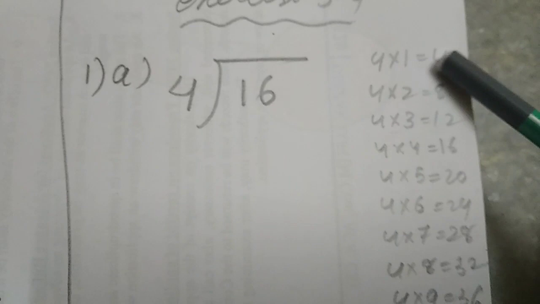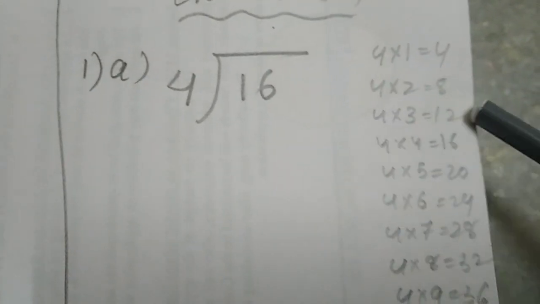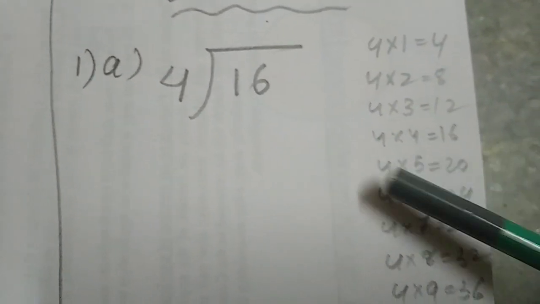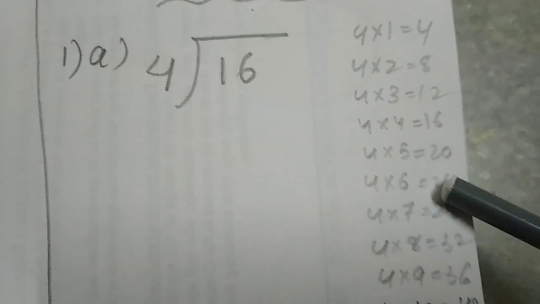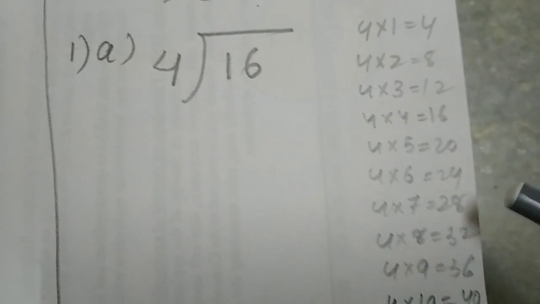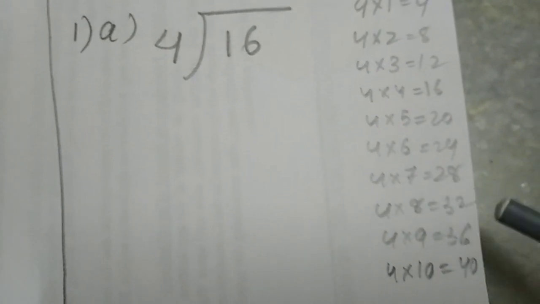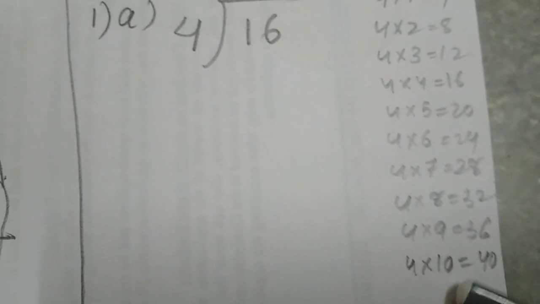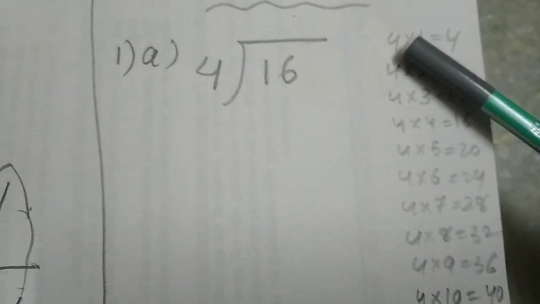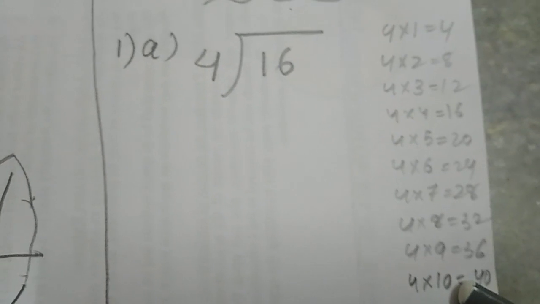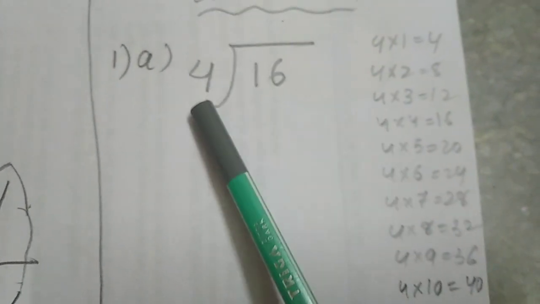Okay, 4 ones are 4, 4 twos are 8, 4 threes are 12, 4 fours are 16, 4 fives are 20, 4 sixes are 24, 4 sevens are 28, 4 eights are 32, 4 nines are 36, 4 tens are 40. So children, you have to write complete table. Don't write half. Okay. Now moving to our question.